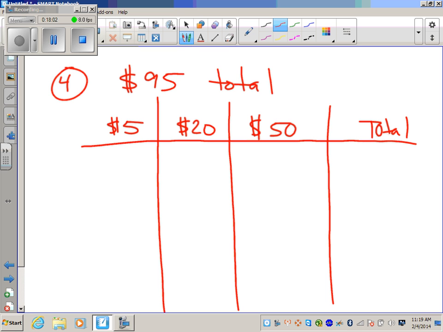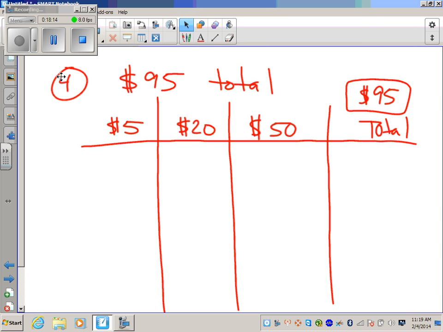How many different ways could it have been done? So 95 is the goal here. Okay. Now, what we want to look for is trying to organize this in a way that we can keep things, well, so we can keep track of it better. I would say, let's work from the maximum amount down.